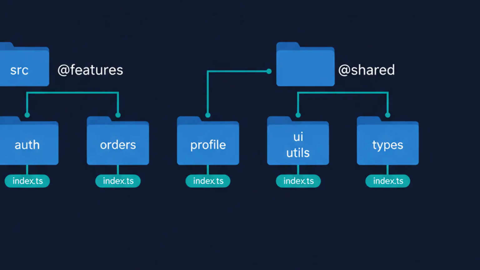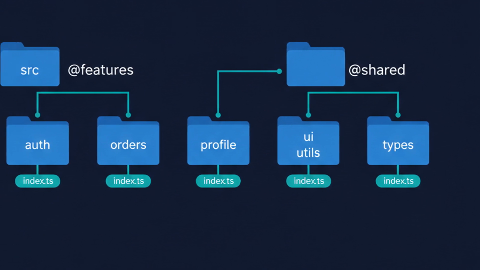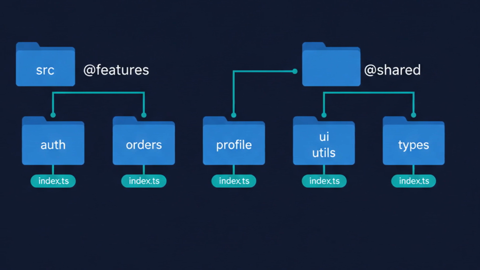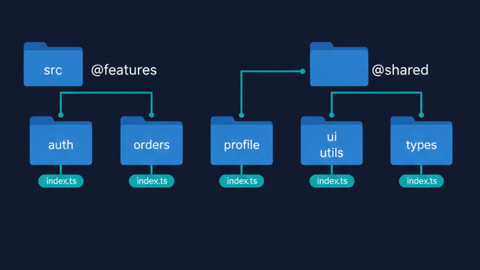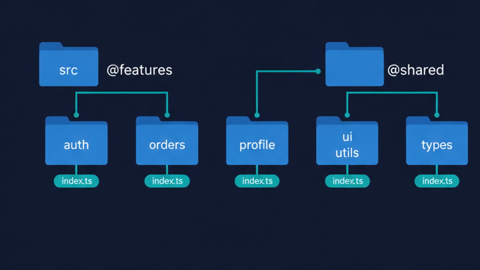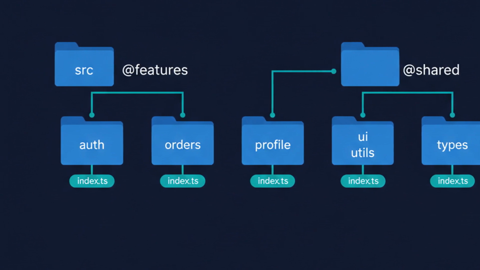Let's tie it together with structure. The pattern that scales is feature folders. Group files by what they do, not by file type. Each feature owns its components, services, and types, and exposes a single barrel index. Shared code lives in a common folder behind its own alias. This keeps boundaries clear, makes ownership obvious across teams, and means a new developer can navigate the project in minutes instead of days.